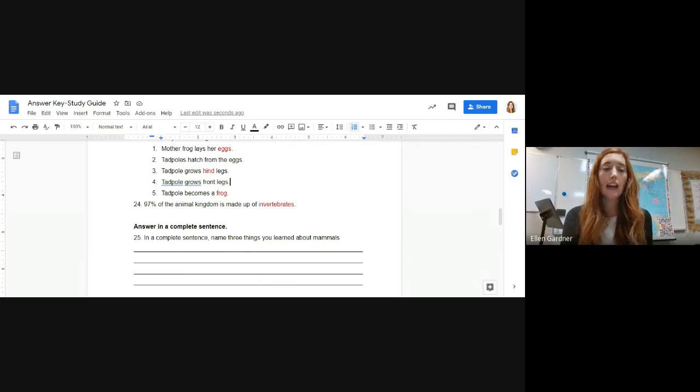Next question. 97% of the animal kingdom is made up of invertebrates. So we study just 3% of the animal kingdom, the vertebrates of mammals, birds, reptiles, amphibians, and fish. 97% of the animals, though, are invertebrates, especially a lot of very, very small invertebrates.